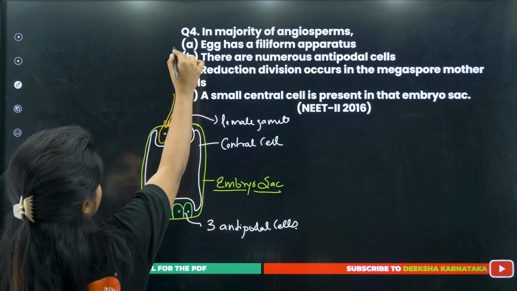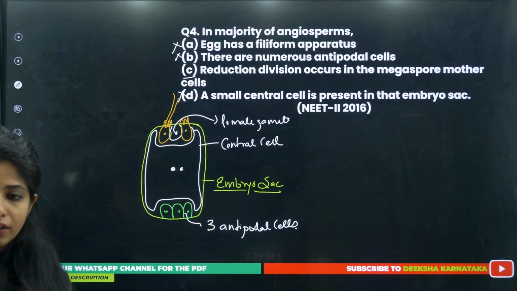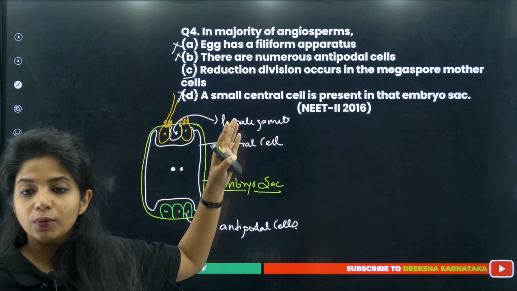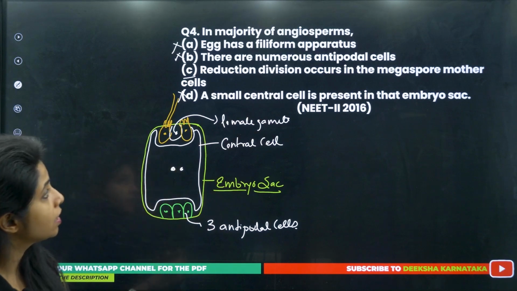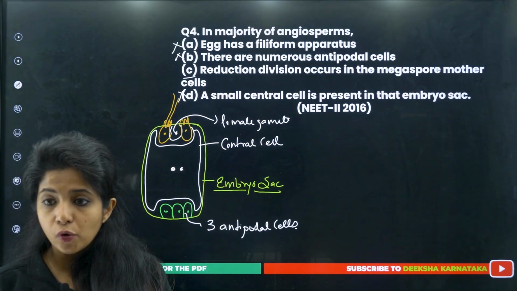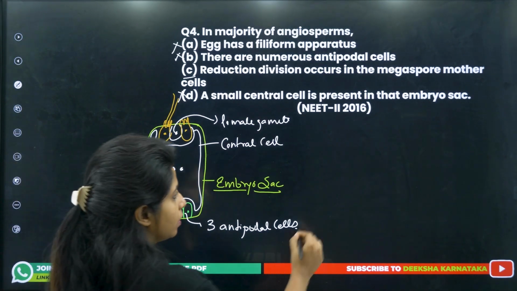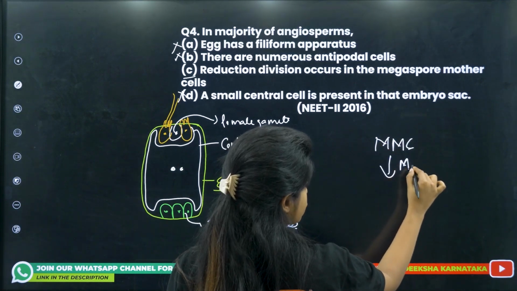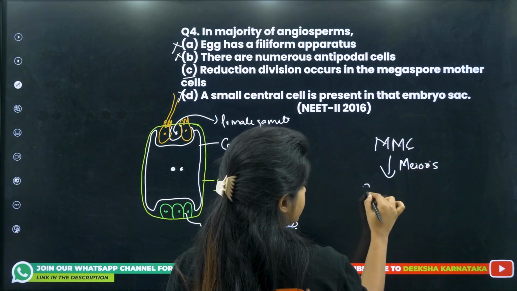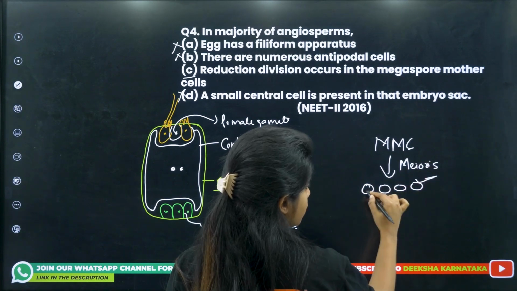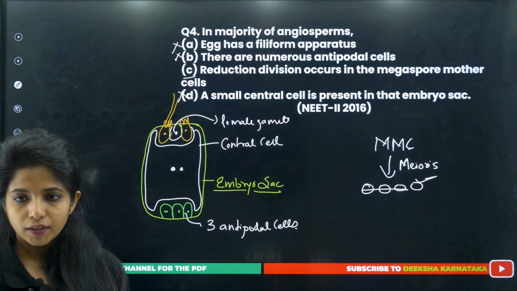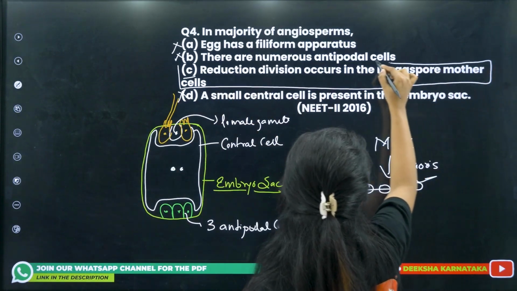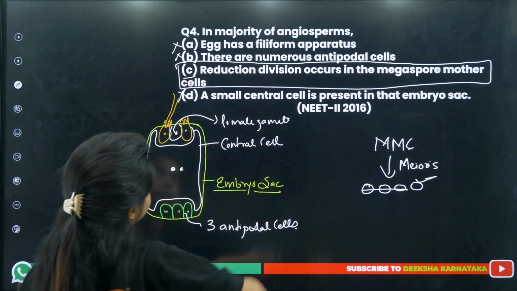Now what you are left with, if you know the structure of embryo sac really well, you can easily answer this question, or else also you should be knowing the answer for this question. That is, reduction division occurs in the megaspore mother cell. Yes, megaspore mother cell, I told you, it undergoes reduction division, which is known as what, children? Meiosis, and at the end you get 4 cells. One is functional, rest all of them degenerate. So this is the correct answer, my darlings.